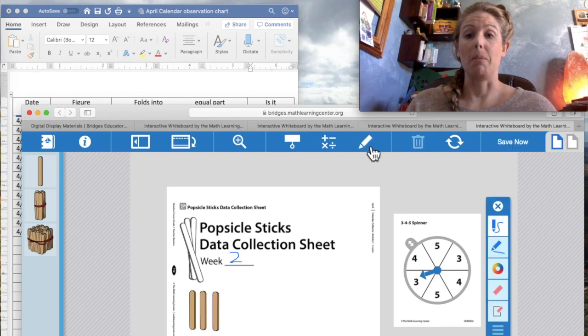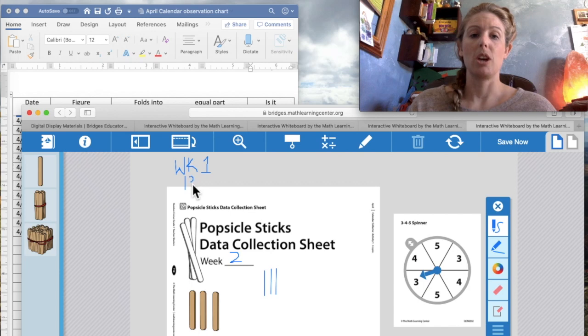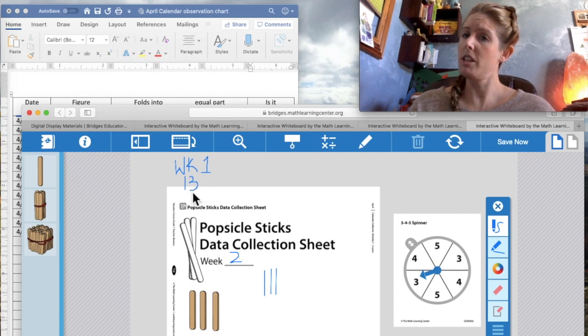Get my marker out here. And with our tallies, 1, 2, 3. So our tallies match how many popsicle sticks we have collected. Okay, so remember on week 1, we did collect 13 popsicle sticks. Do you think we're going to collect more than 13 this week?